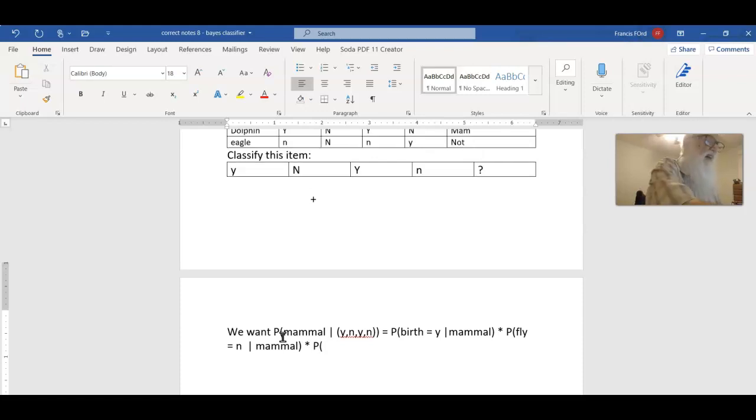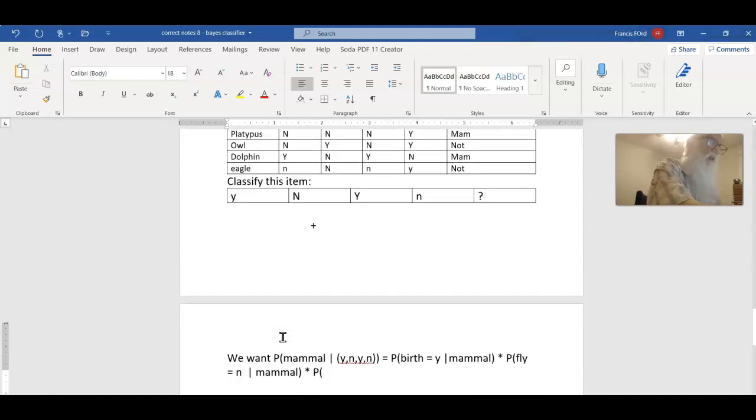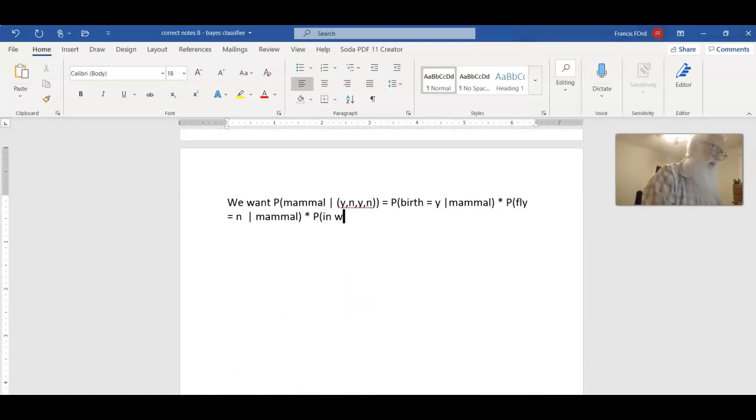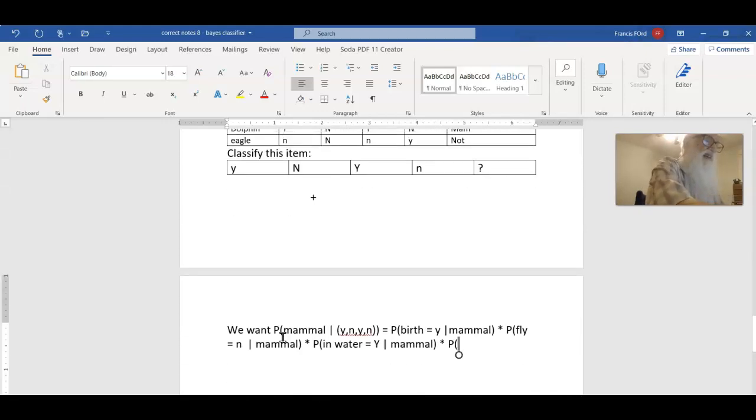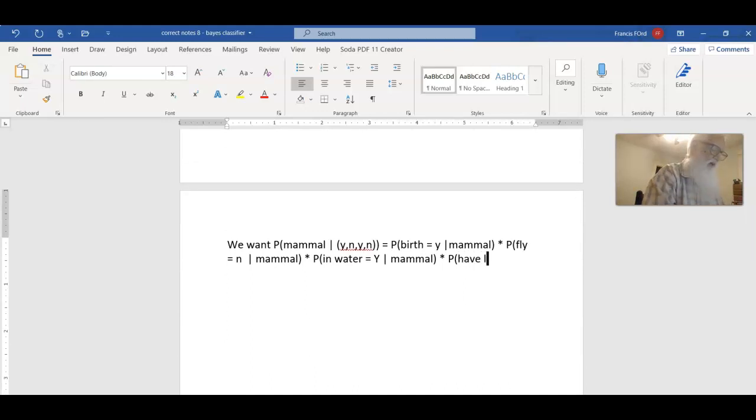probability that the third element, live in water, is yes, given that we have a mammal, and we got one more yet, times probability that have legs is no, given we have a mammal, and then we multiply that times the probability of a mammal.